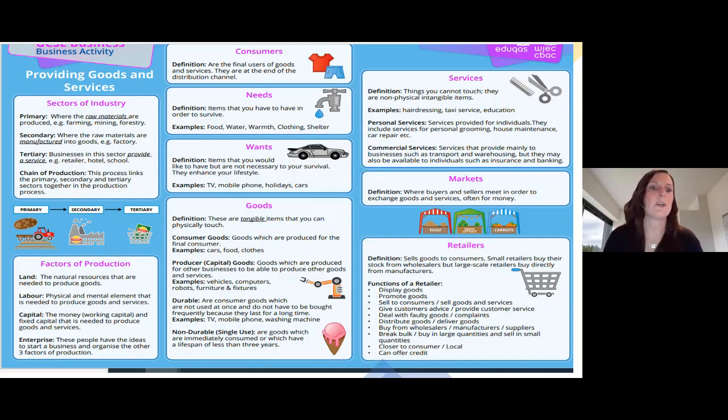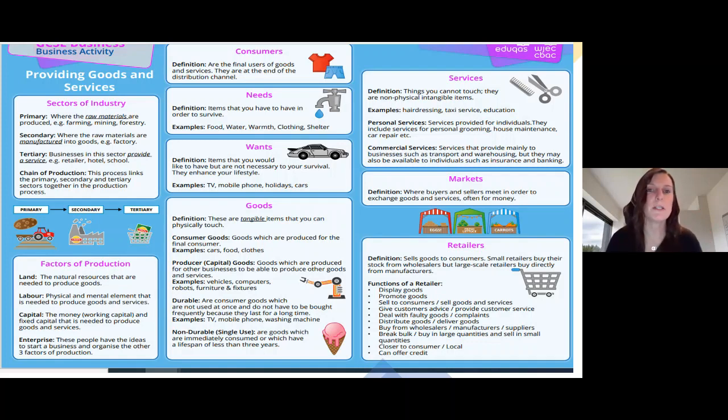So goods and services. So you've got sectors of industry. You've got the primary sector of industry, the secondary sector. Primary is raw materials, so farming, mining, forestry. You've got your secondary sector, which is your raw materials manufactured into goods, so at the factory level. Then you've got the tertiary. Now, tertiary is businesses in the sector to provide a service, like a retailer, a hotel, a school, a restaurant. You're providing a service, beautician, hairdresser, whatever it might be. Your chain of production links the primary, secondary and tertiary sectors together in the production process. As you can see in that little diagram there, primary to secondary to tertiary.